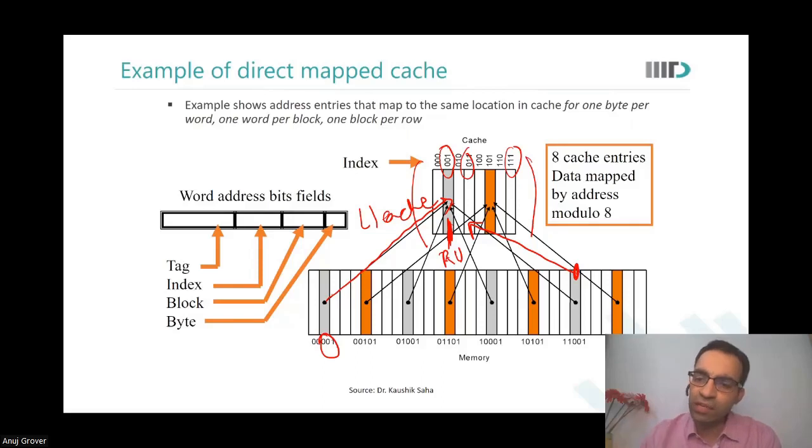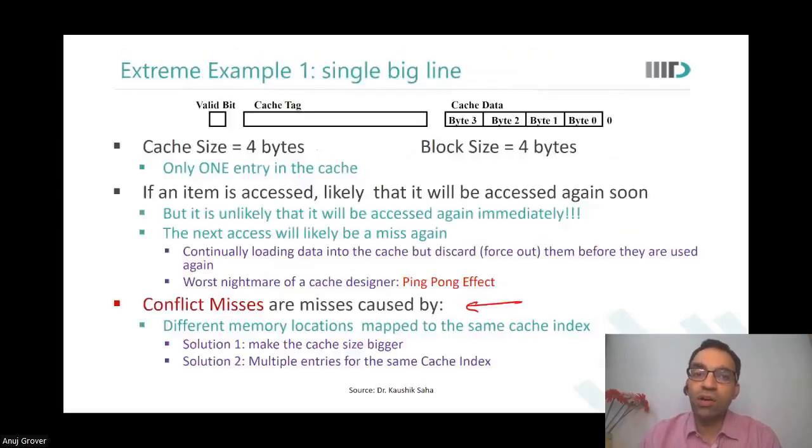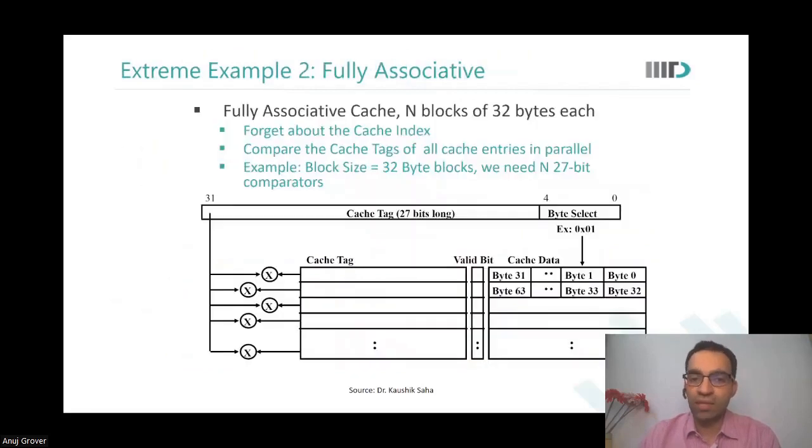Any address could go anywhere. That is the best utilization. That is what is called fully associative memory. So what is done is that when the memory is accessed, the beauty of direct map was you know which particular row to access, and you would compare only that cache tag with your address.